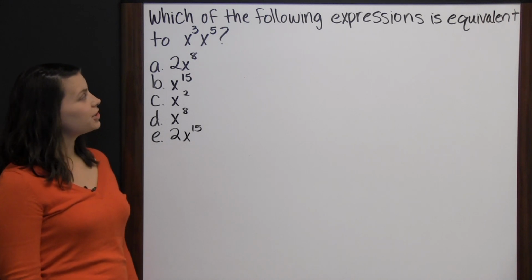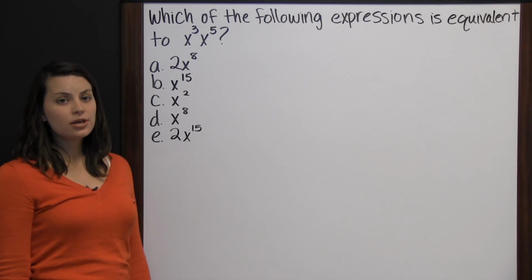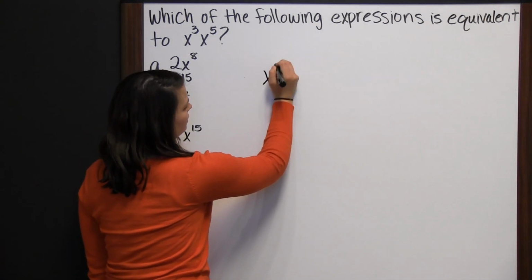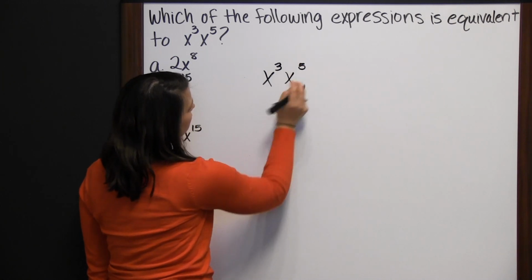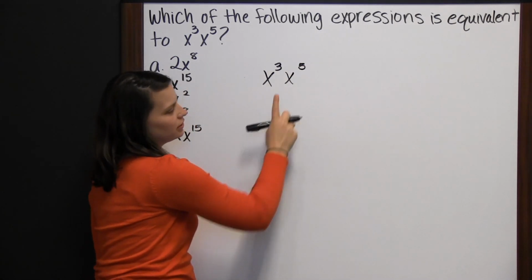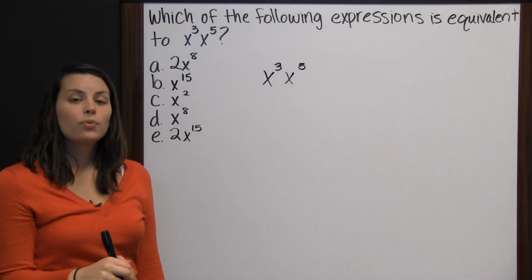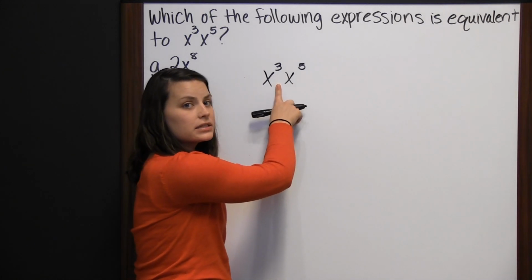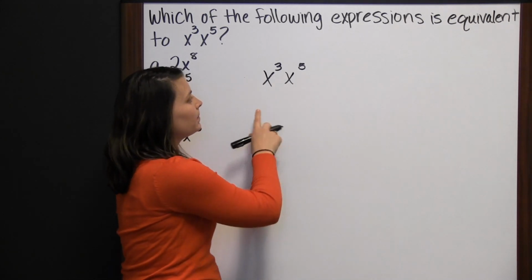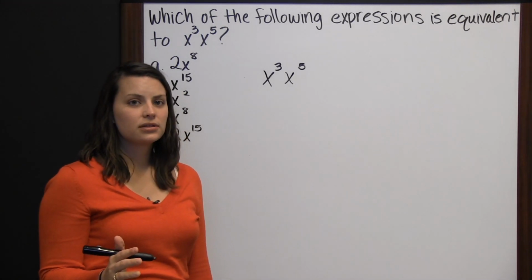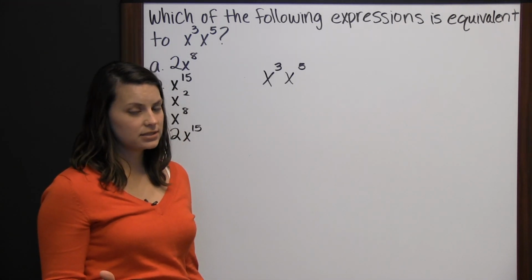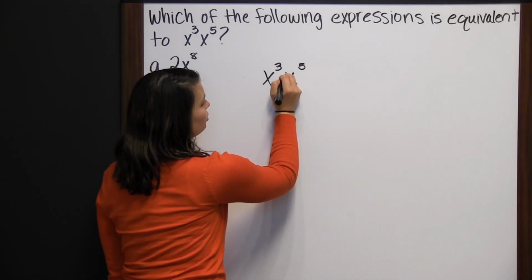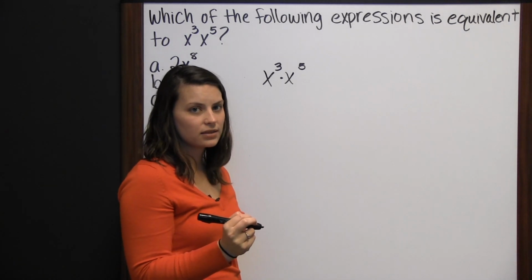Which of the following expressions is equivalent to x cubed times x to the 5th? First of all, we need to recognize that when you have two letters or a number and a letter next to each other with no operation symbols in between them, meaning there's no addition sign, subtraction, division, it is always understood that without any of those other operation signs, that we are multiplying these together. So this is x cubed times x to the 5th.